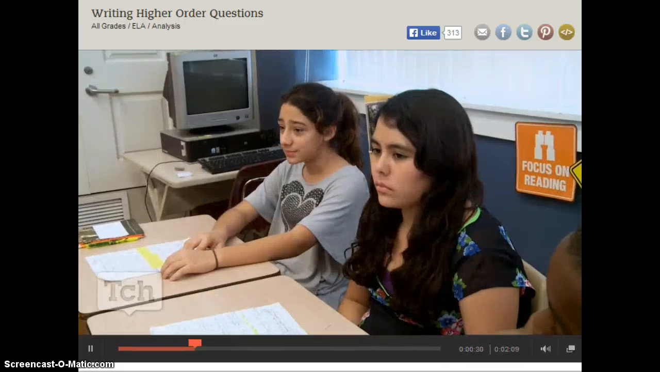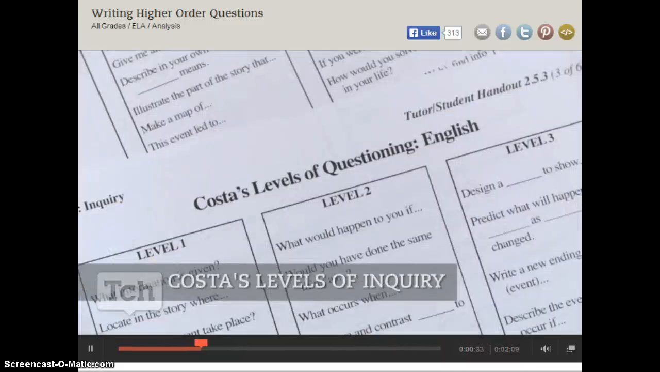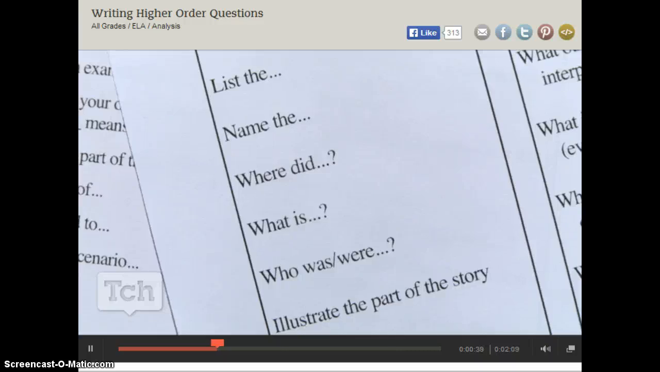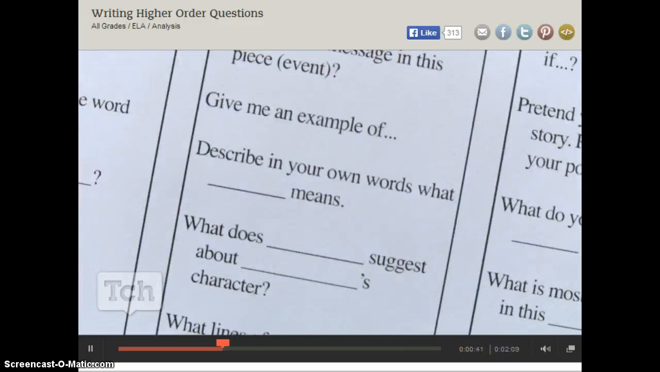and verb starters. Costa's levels of questions, that's the easiest thing to do because you can pull those types of questions from the Costa's question starters in order to just connect those questions with that text.